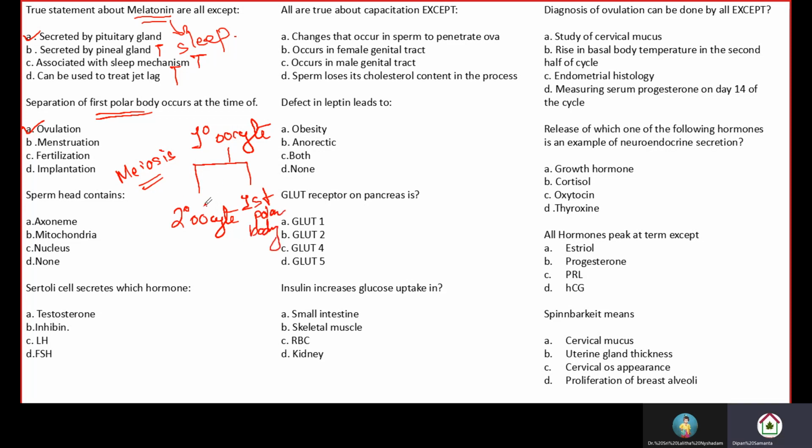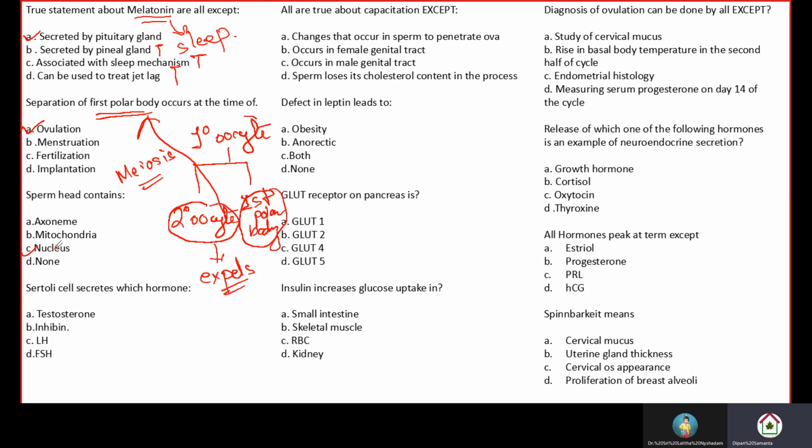Okay, then this secondary oocyte, by ovulation it gets expelled. So this first polar body occurs at ovulation. Okay, next, sperm head contains obviously nucleus.